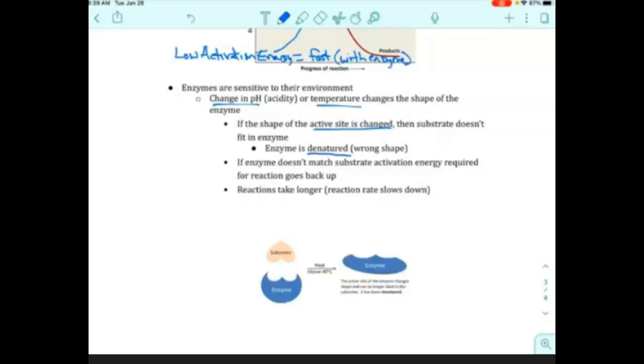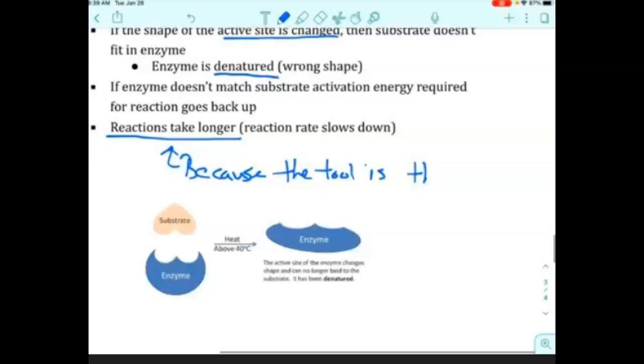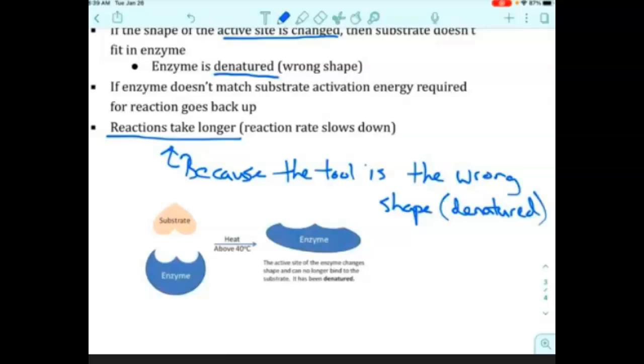And so if an enzyme gets exposed to heat, or if an enzyme gets exposed to acid, its shape changes. And then the end result is that reactions take longer. Why do they take longer? Because the tool is the wrong shape. When something's the wrong shape, we say that it is denatured. Okay?